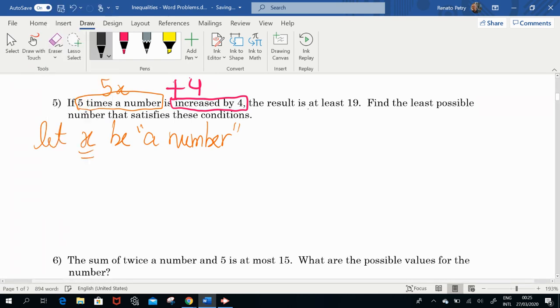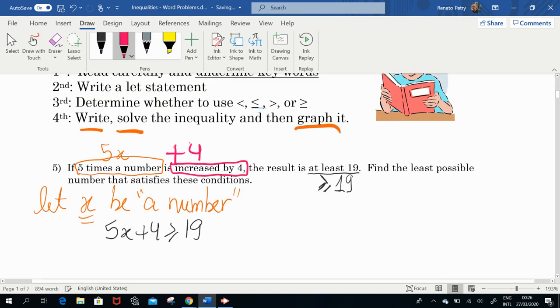So at least 19 means the minimum it can reach is 19. But then the question is, when I say at least 19, is 19 part of my answer? Yes, 19 is part of my answer. So at least 19 means everything else has to be greater than or equal to 19. So now I can write my inequality: 5x plus 4 greater than or equal to 19.